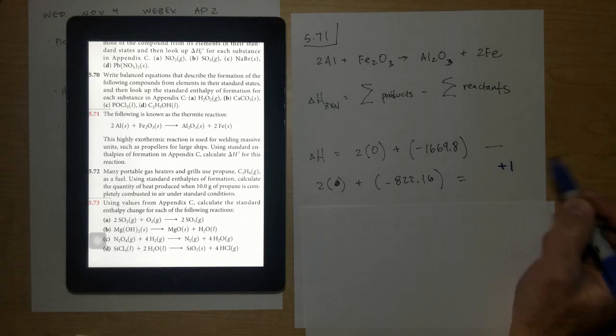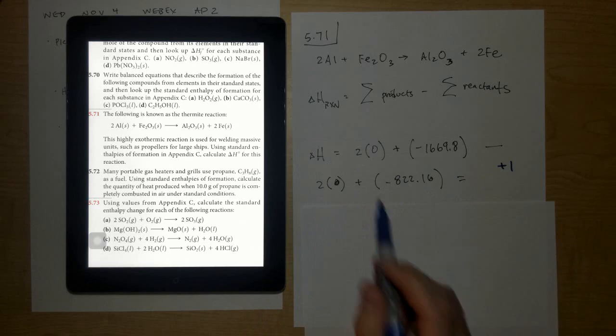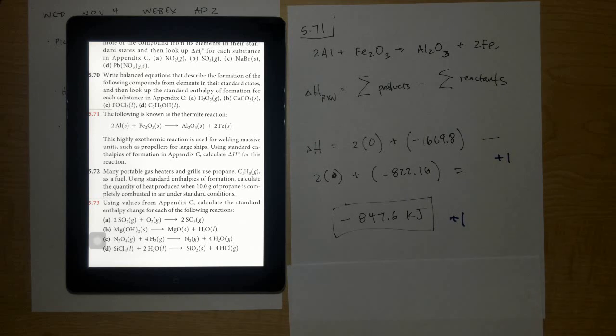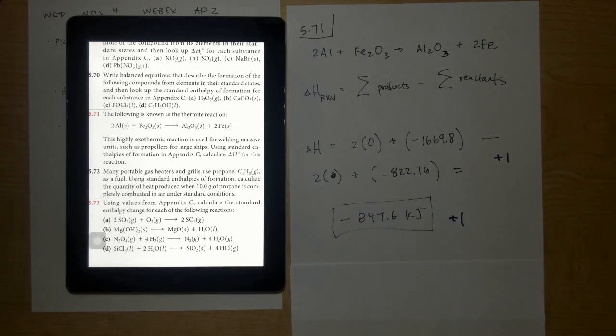This work is worth 1 point. That gets us up to 16 possible points. Do that math on your calculator, plus 1 point for having the correct answer, negative 847.6. 1 more point, 17 possible points. Any questions about 71?